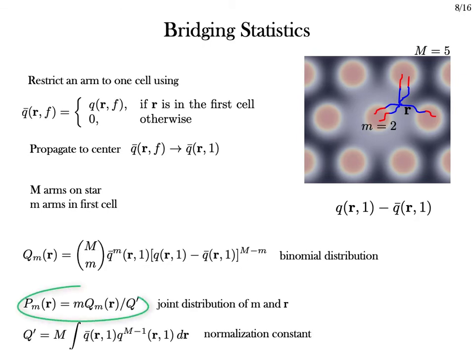We can then go on to calculate the joint distribution Pm of R, which gives the probability density that an arm attached to the first cell will be part of a molecule with a total of little m arms attached to the first cell, while having a molecular center at position R.